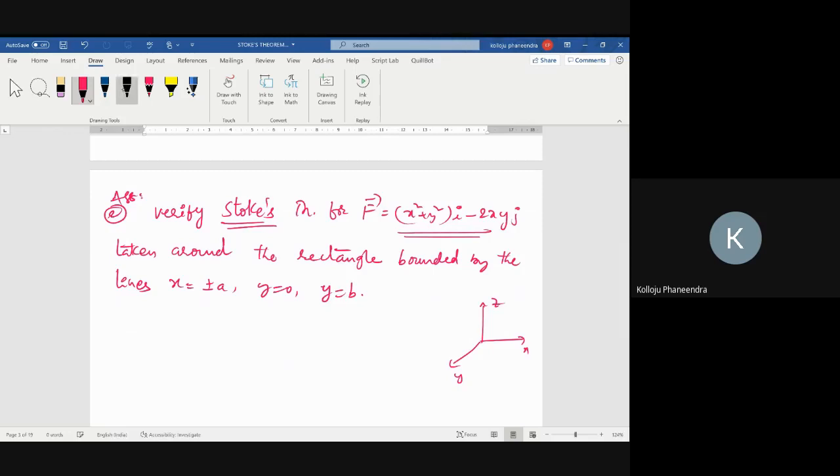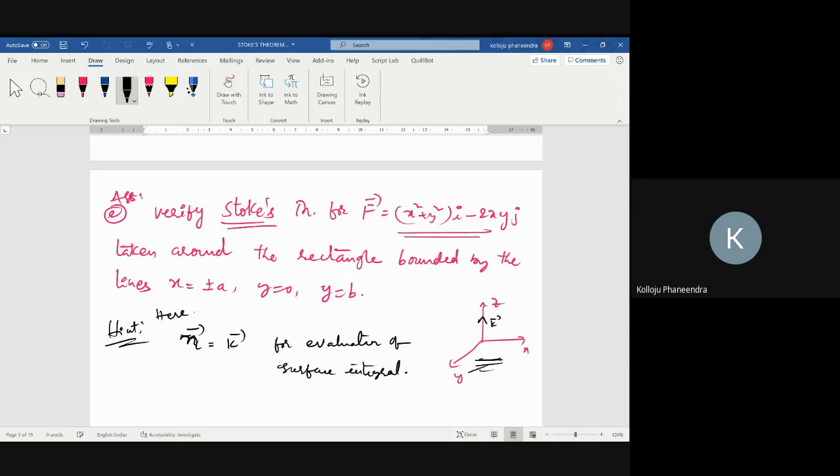Your hint is here. Hint is what is this n bar here? In the evaluation of the integral, you need n bar. For the xy plane, what is the unit outward drawn normal vector? Here n bar equal to k bar for evaluation of the surface integral in Stokes theorem, del cross f bar dot n bar ds. So there n bar equal to k bar. That's it.